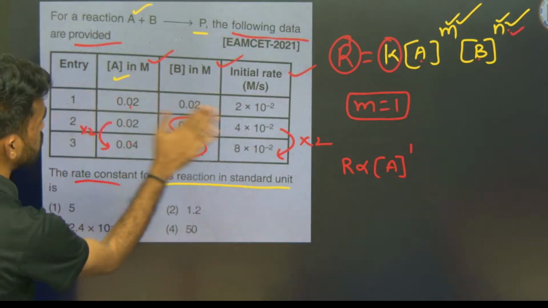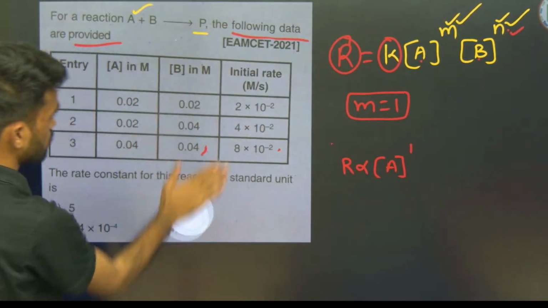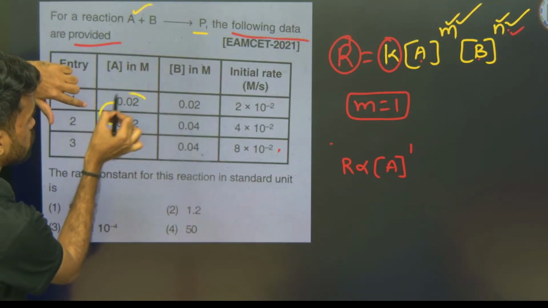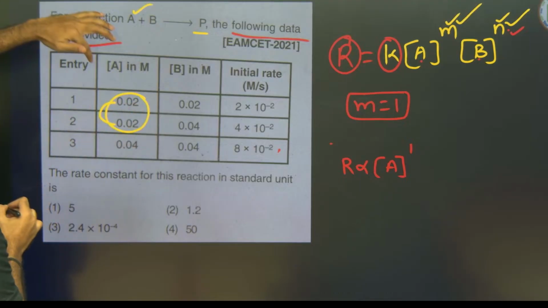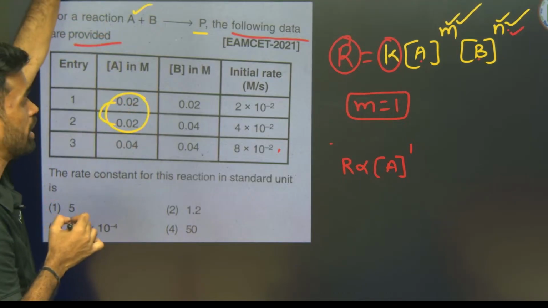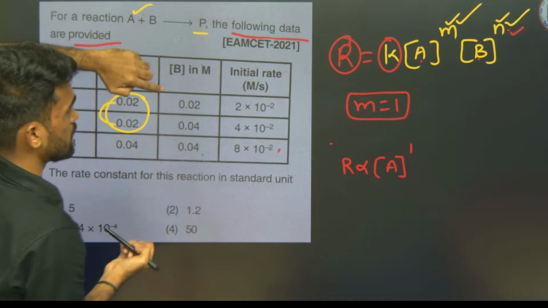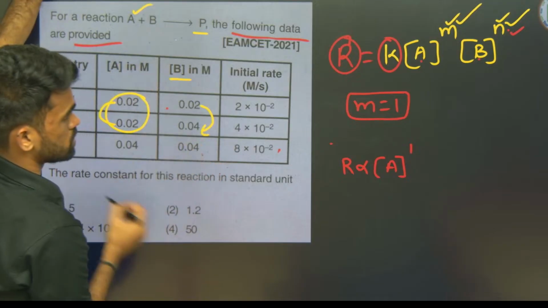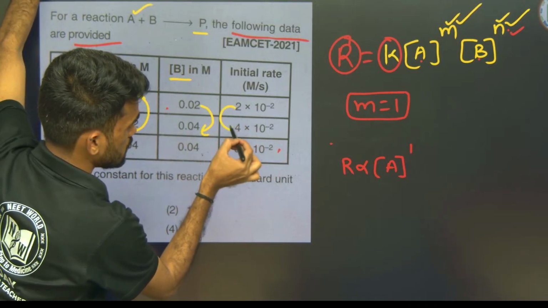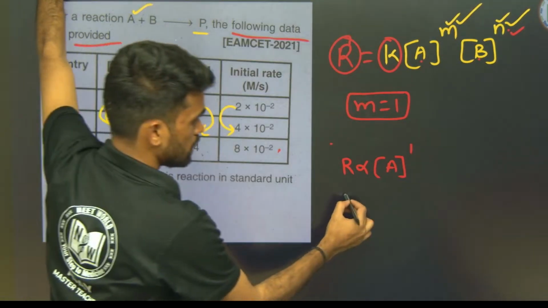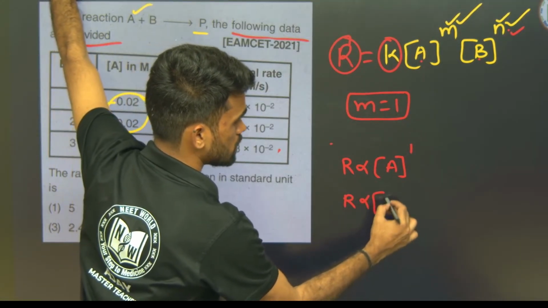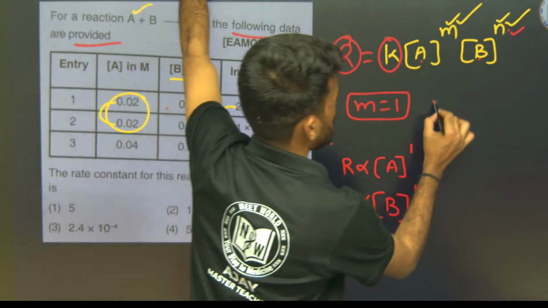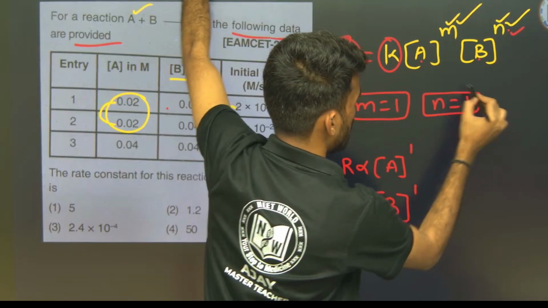So look at here again. If you look at the data, for A these first two values are constant. It means there is no change in the concentration of A in those readings. But for B, if concentration increased 2 times, look here, rate is also increased 2 times. It means here also rate is directly proportional to concentration of B. It means the order with respect to B is also 1. So n value is also 1. Therefore we got the m and n values.